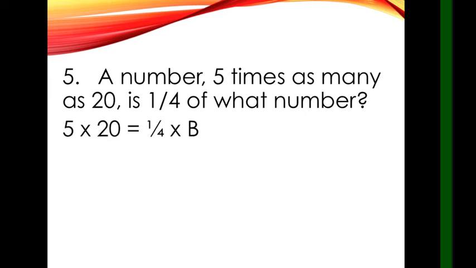5 times 20. Sorry, that's 5 times as many as 20. So that's 5 times 20 equals 1/4 of what number? Okay, so again, we're looking for the base. So that's 1/4 of what number? So 1 times b is b over 4. And 5 times 20 is 100. And then after that, cross multiply. So we have 100 times 4 is 400. So b is equal to 400.